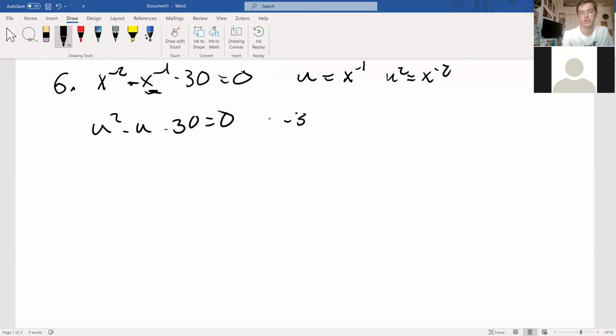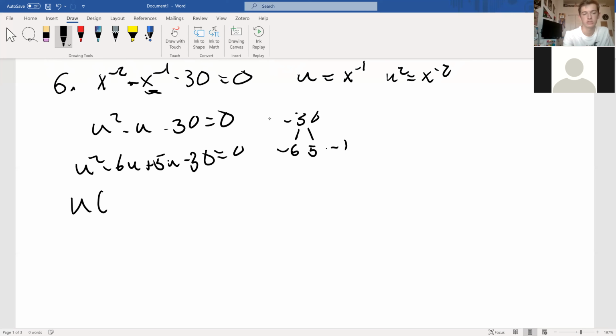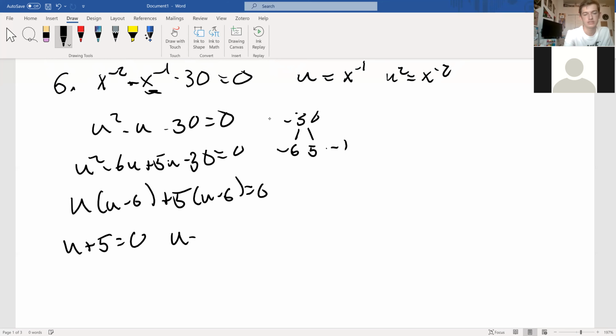Something that multiplies to negative 30 and adds to negative 1 would be negative 6 and 5. So I do u squared minus 6u plus 5u minus 30 equals 0. So u times (u minus 6) plus 5 times (u minus 6). So u plus 5 equals 0, u minus 6 equals 0. u equals negative 5, and u equals 6.